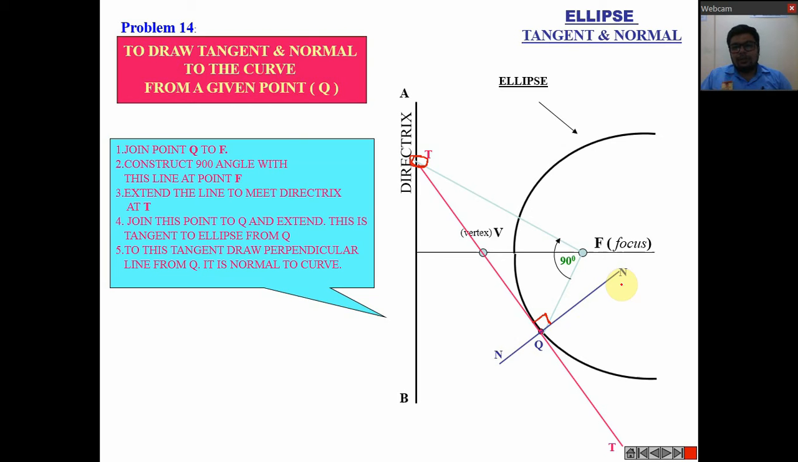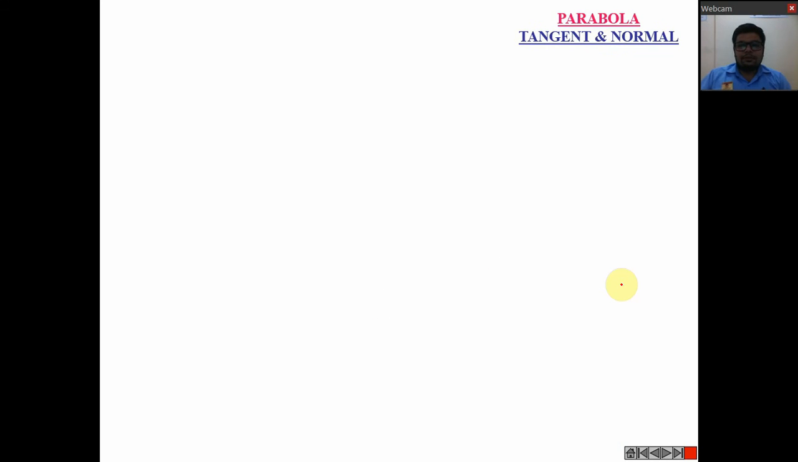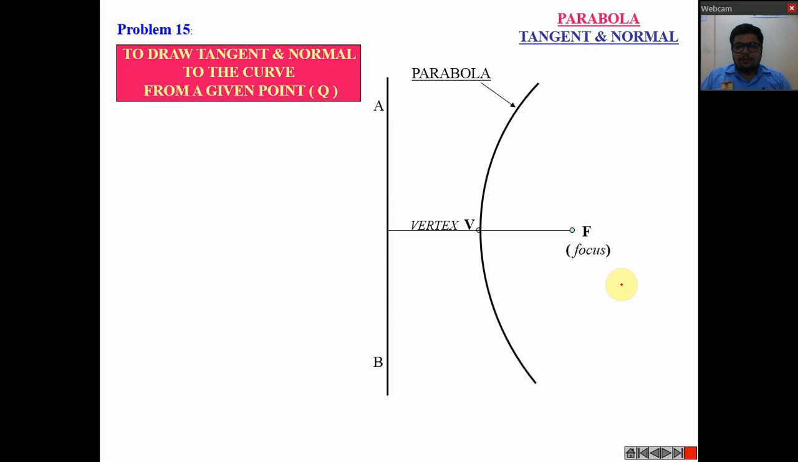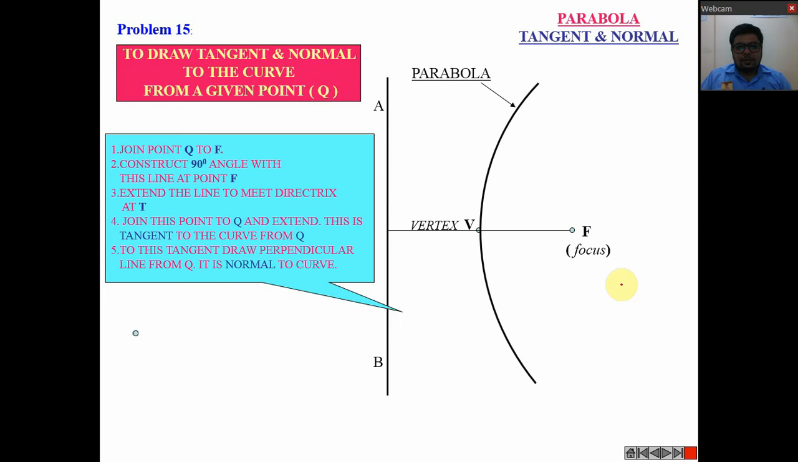So in this way you can find out tangent and normal. So these are the two methods to find out tangent and normal for the ellipse. The next one is parabola. So the method is almost the same. Again a point Q is given. You have to join that point Q with the focus F.